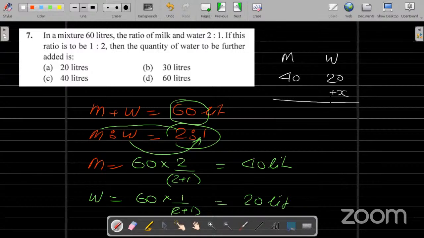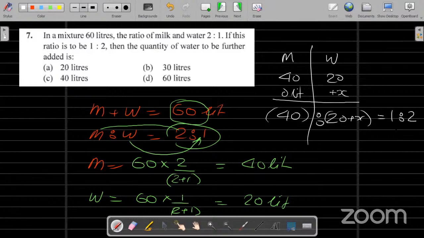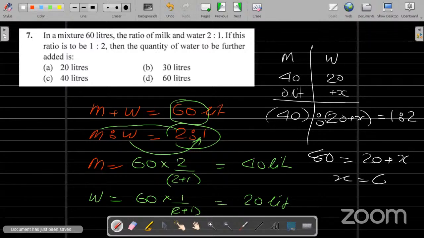So the new quantity of milk and water will be, milk will remain as 40 itself. Why? Because I'm adding only water. So milk won't get any increment, whereas water is increased by x liters. So the new amount of water will be 20 plus x. And this should be in the ratio 1:2. So 2 into 40, 80 equals 20 plus x, or x equals 60 liters, which is the answer. Option D. The answer is option D.